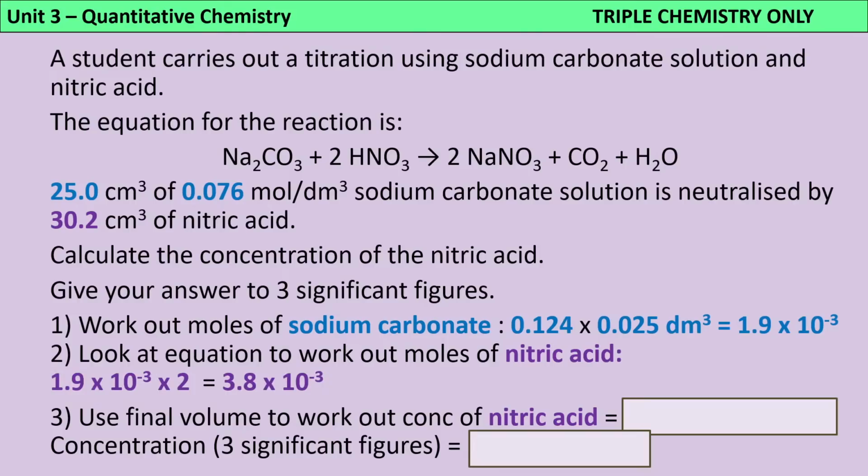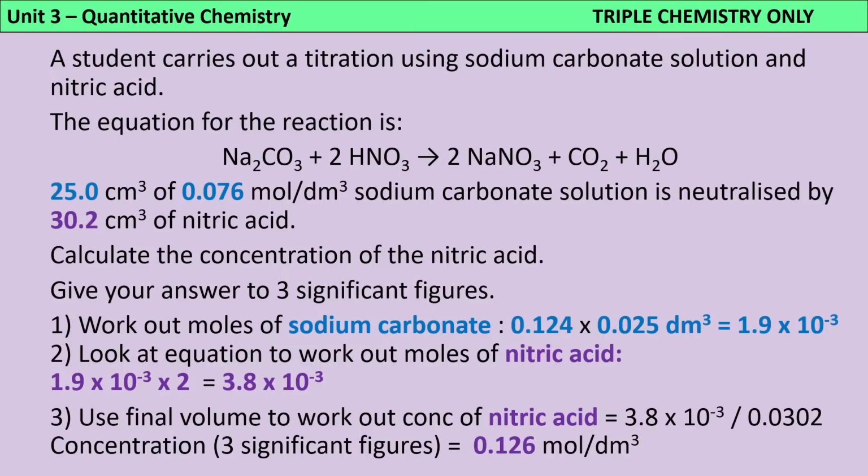And then I'm going to go back and use my volume. Again, I need to convert it to decimetres cubed. So I'm going to divide by 0.0302, and I'm going to get my concentration. And watch out for the fact it's very, very likely they're going to ask you for a specific number of significant figures, because 20% of all the marks in GCSE chemistry have to be for maths skills. So things like standard form and significant figures are really, really likely to come up.